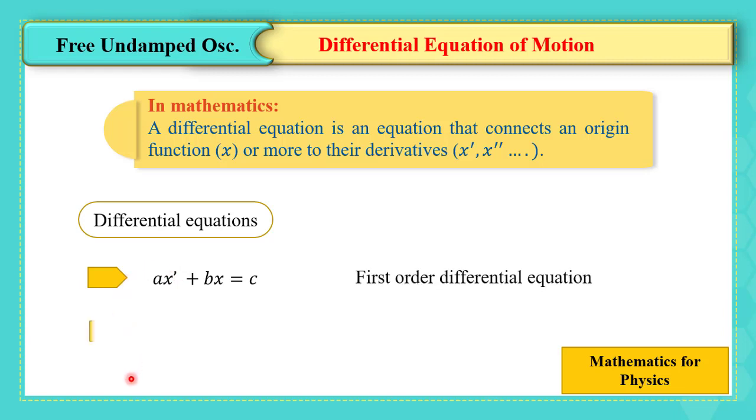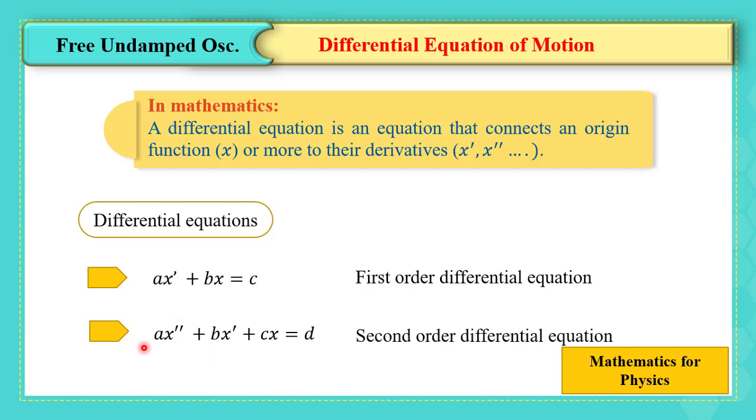Another example, ax double prime plus bx prime plus cx equals d, and here we have in the same equation x, the original function, and its derivatives x prime and x double prime. Because we have the second derivative, we call it second order differential equation.